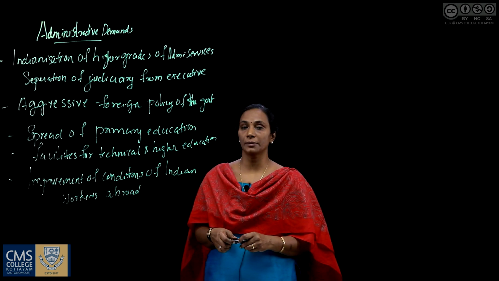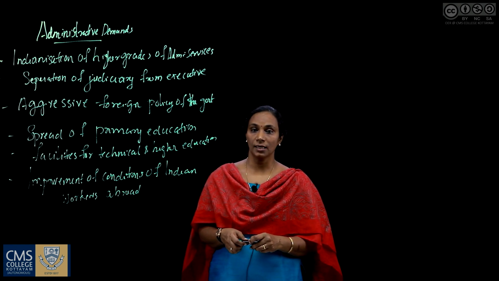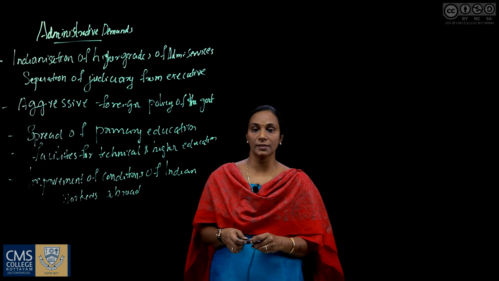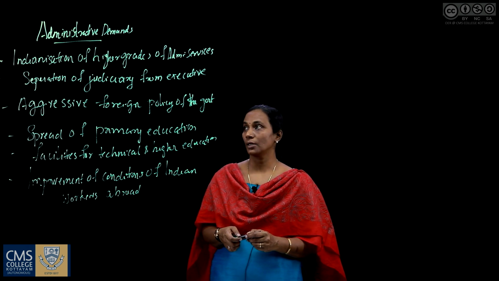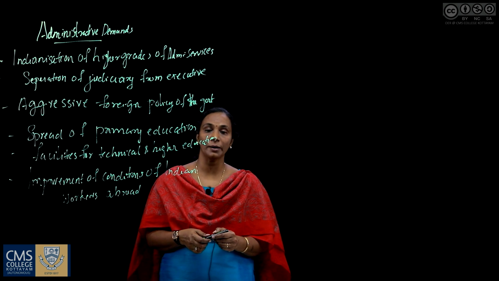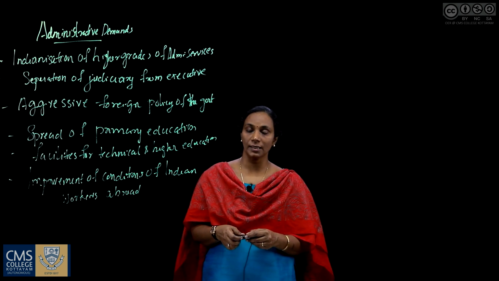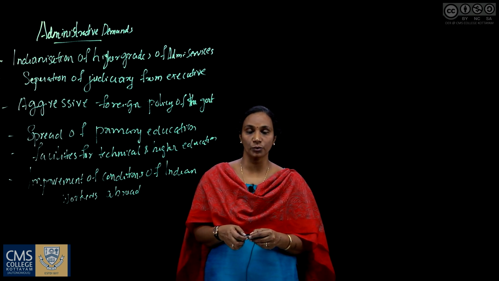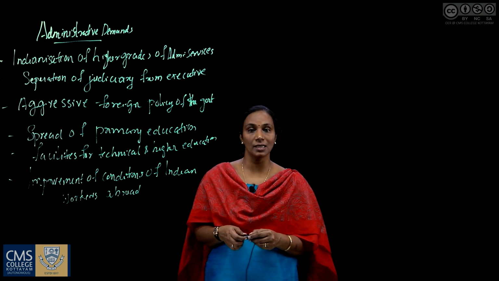Then administrative demands of the moderates. The moderates criticized the corrupt administrative system of the government, so they asked the government to make reforms in the sector. They asked for the Indianization of higher grades of administrative services. The moderates hoped that this would make Indian administration more responsive to Indian needs and less costly.